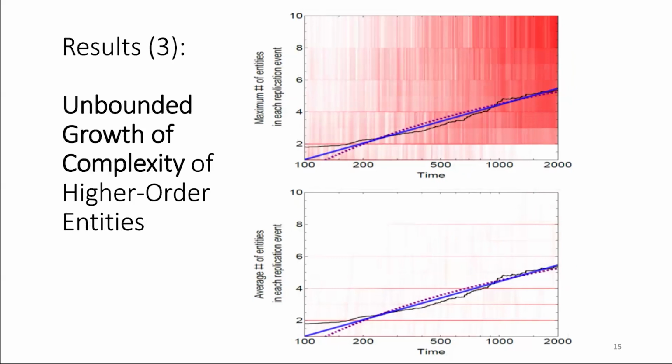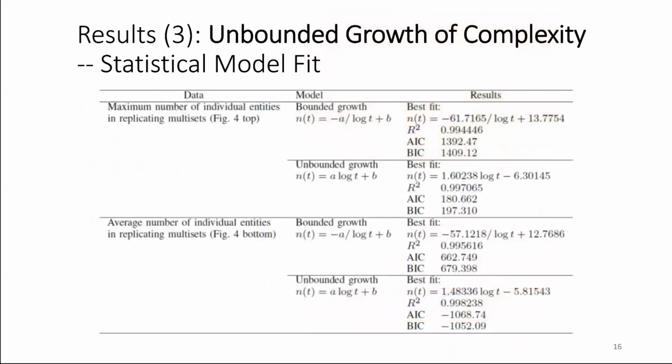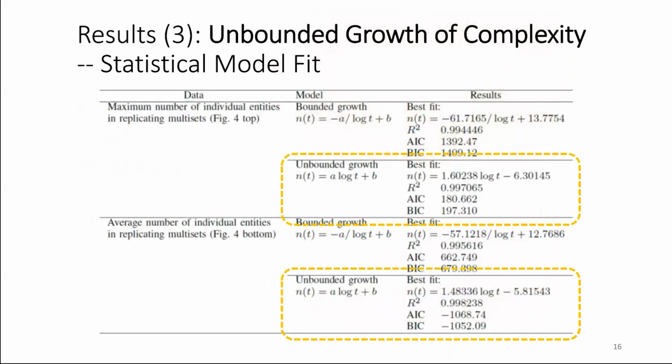And we also applied a statistical test about the average numbers and the maximum numbers of particles inside each successful molecule. It also went up. In both cases, maximum numbers and average numbers, after comparing 2 different mathematical models, bounded growth and unbounded growth, they both showed the unbounded growth. So this is the proof that by conducting a statistical test, you have the better fit for the unbounded growth model.